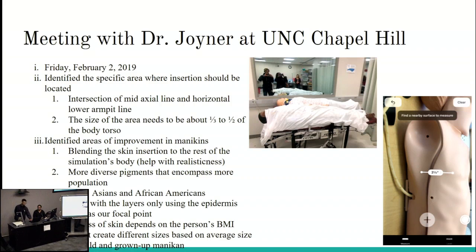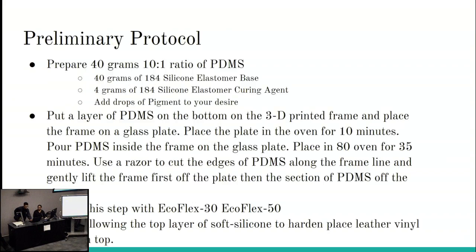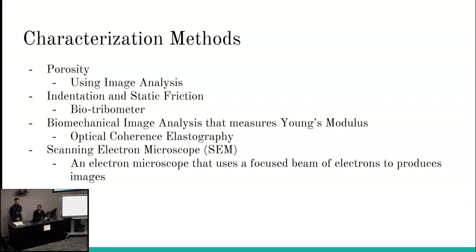And for another thing to add, shortly: the characterization methods. We're also going to be asking the UNC Chapel Hill simulation map what they actually use to measure the skin, and we're still reaching out to other companies as well to see what their characterization methods are.